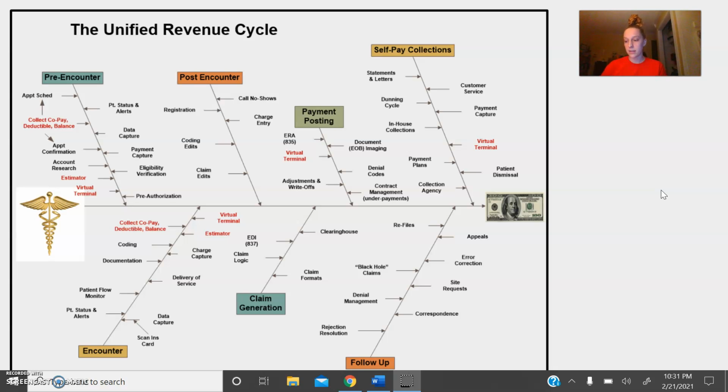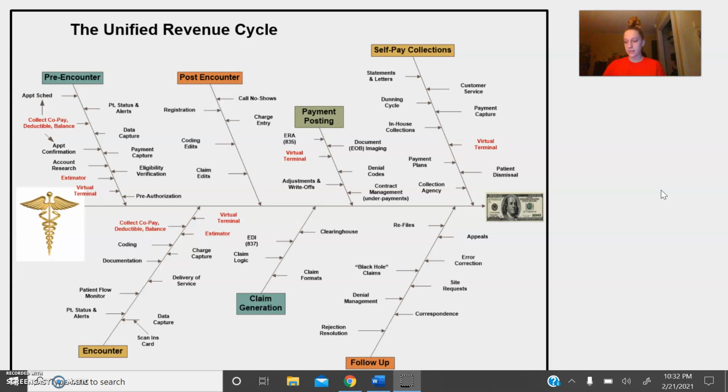There are many stakeholders associated with the revenue cycle. These include team members from the pre-encounter, encounter, post-encounter, claim generation, payment posting, follow-up, and self-pay collection teams. Today I will role-play a team member from the self-pay collections category.